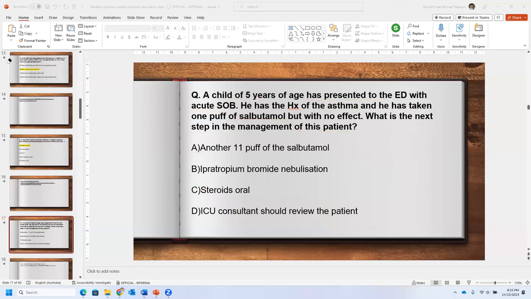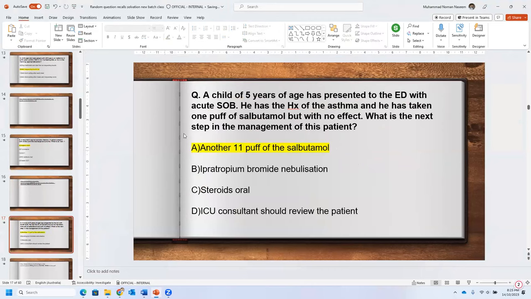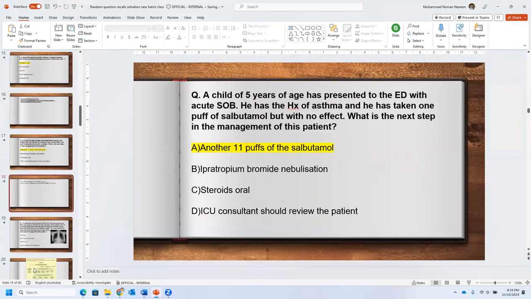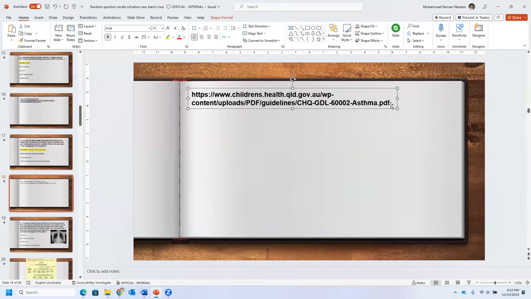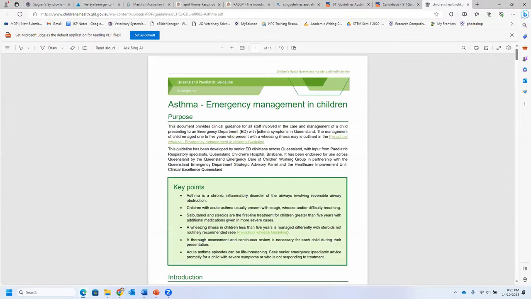ICU consultant is never going to see your patient unless the patient is almost dead or dying, and or the patient is not responding to the acute treatment protocol of the asthma. All right, so another 11 puffs is required. So this is from the Queensland Health Guideline. You guys can just open it up or you can look into it.